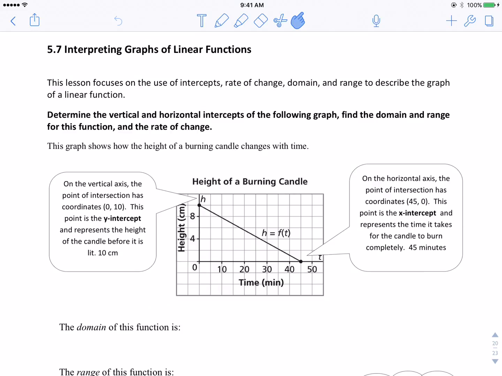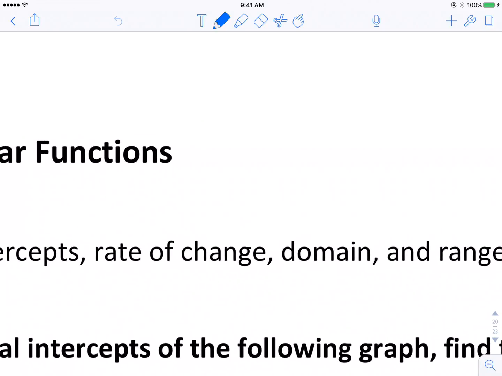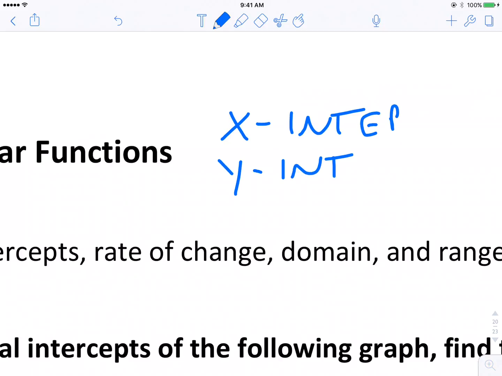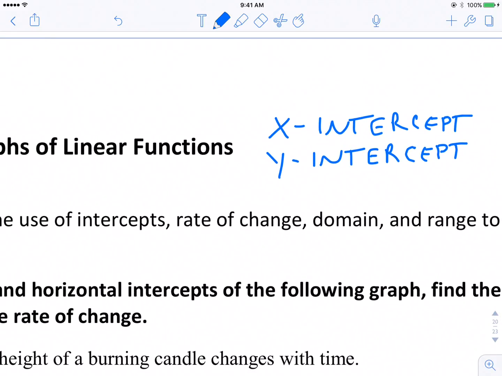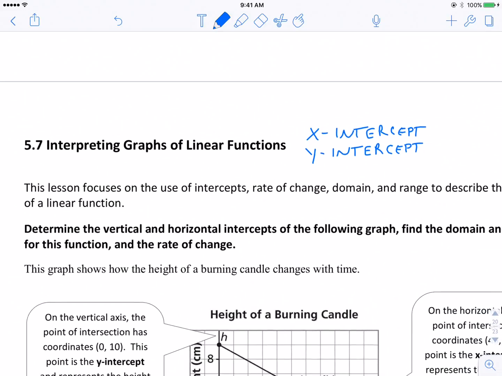Okay, so section 5.7, interpreting graphs of linear functions. One other thing that we also look at in this section is something we call x and y intercepts. That's fancy terminology that means where the graph crosses the x and y axis. Okay, and we'll get to that in a moment.